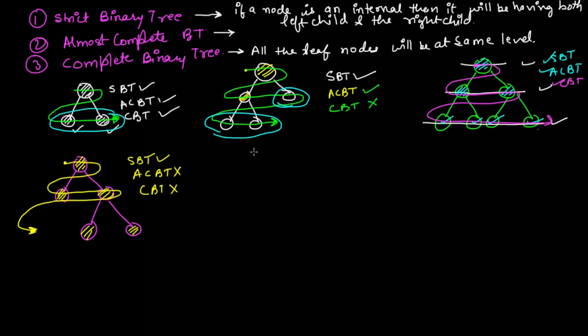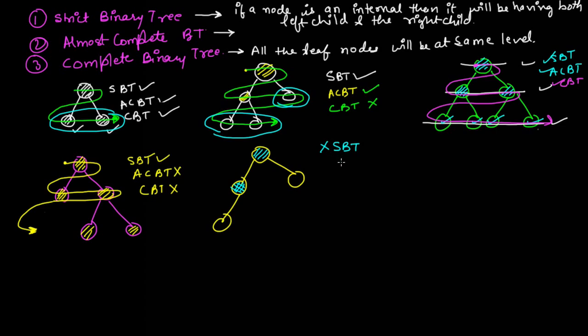Okay. Now let us suppose we have this example. In this example, is this a strict binary tree? No, this is not a strict binary tree. Why? Because every node which has a child must have both a left and a right child. This node has both left and right child, but this node has only a left child and no right child. Therefore, this is not a strict binary tree.